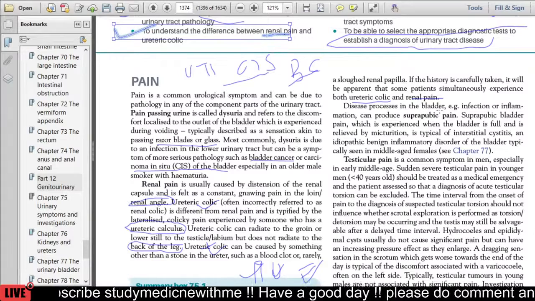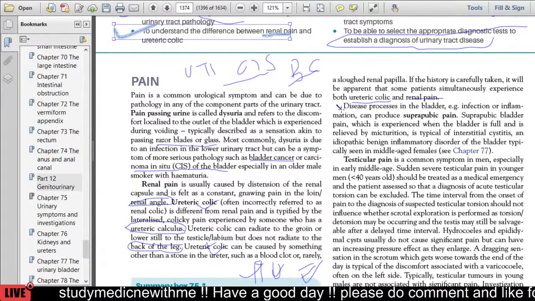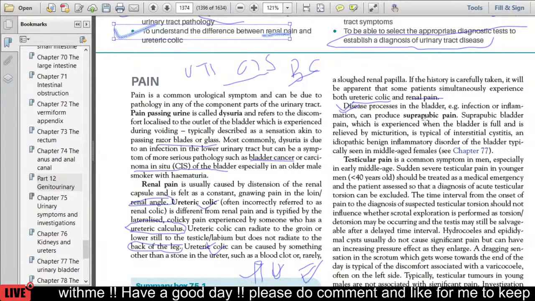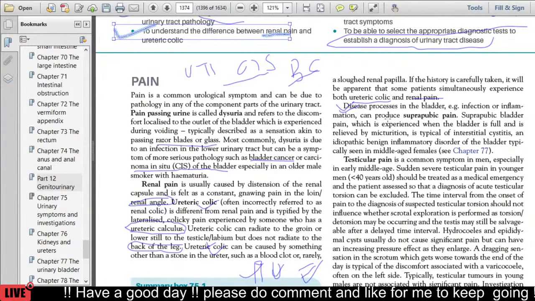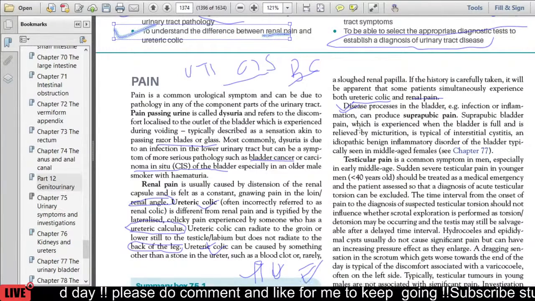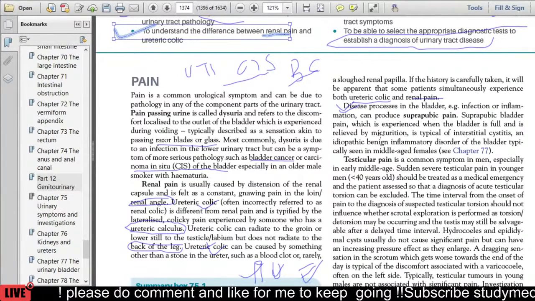Disease processes in the bladder, for example infection or inflammation, can produce suprapubic pain. Suprapubic bladder pain is experienced when the bladder is full and is relieved by micturition.